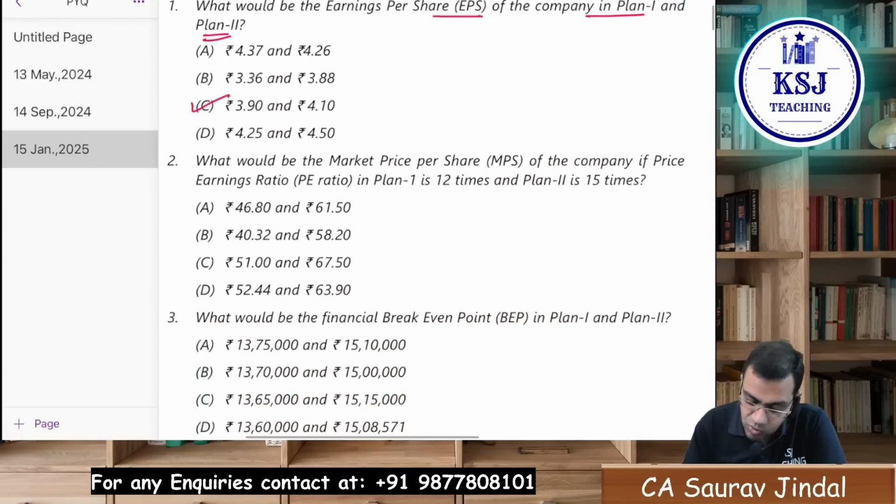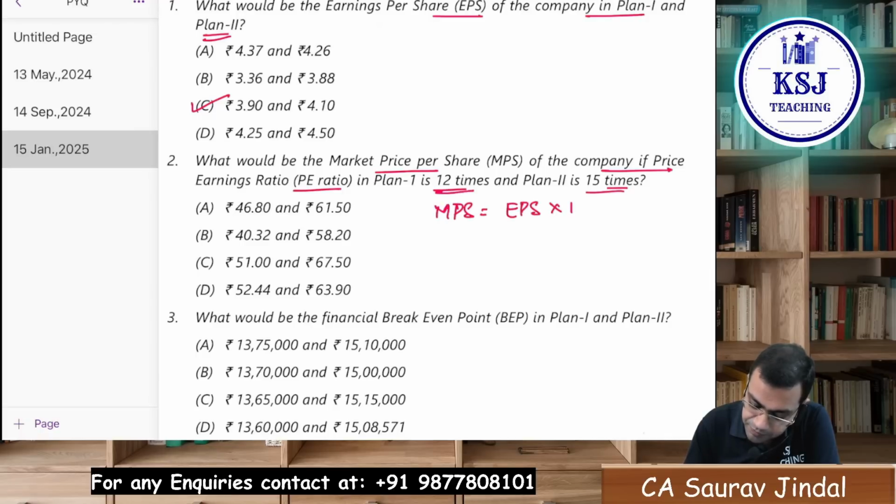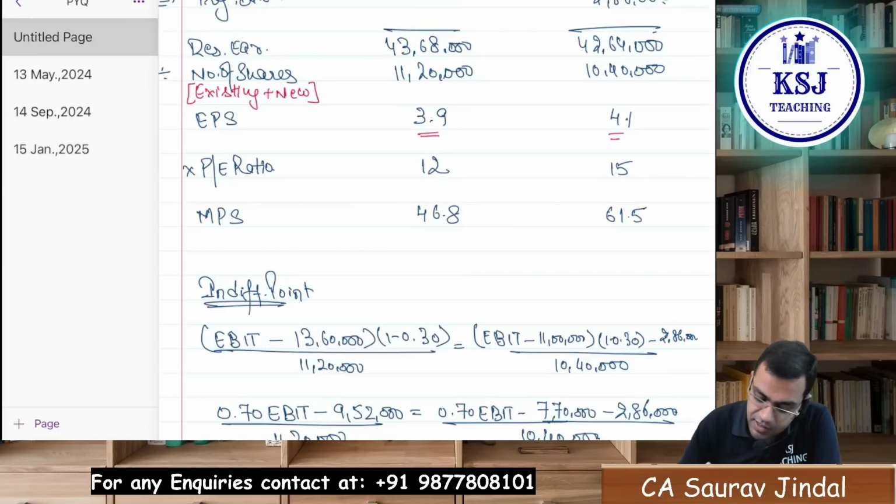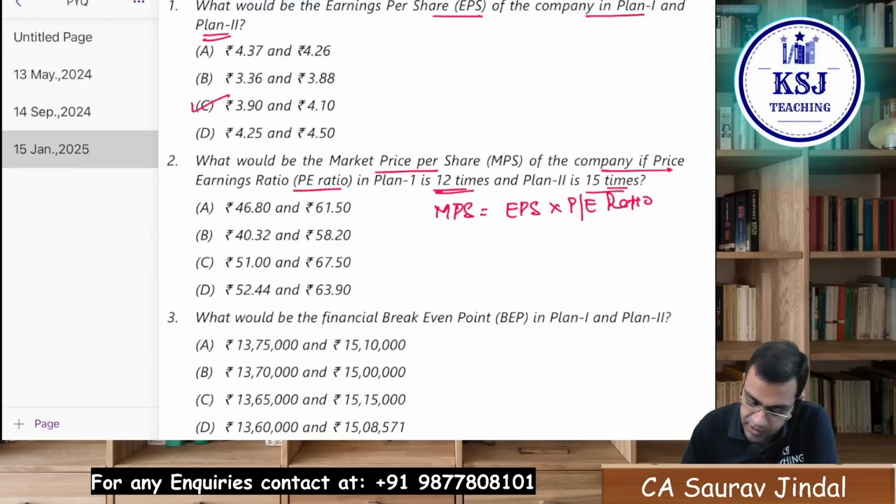Then he says, what would be the market price per share of the company if the price earnings ratio, that is PE ratio, of Plan 1 is 12 times and Plan 2 is 15 times. So what is MPS? MPS is EPS into PE ratio. PE ratio is given, EPS we have calculated. Multiplied by PE ratio, you will get the MPS, that is 46.8 and 61.5.